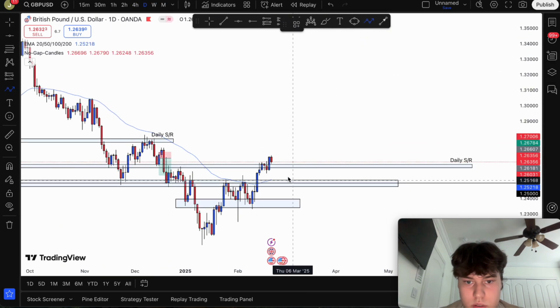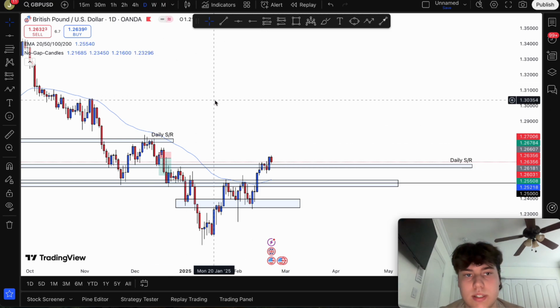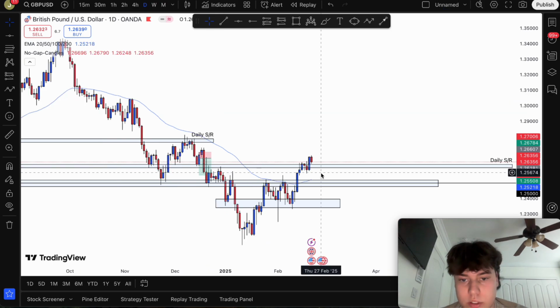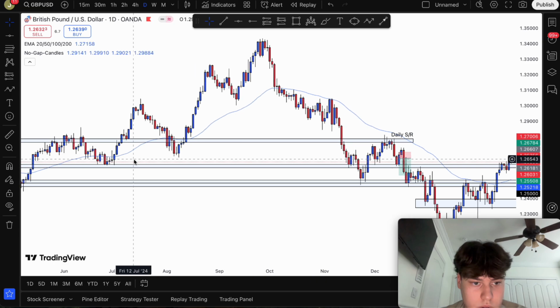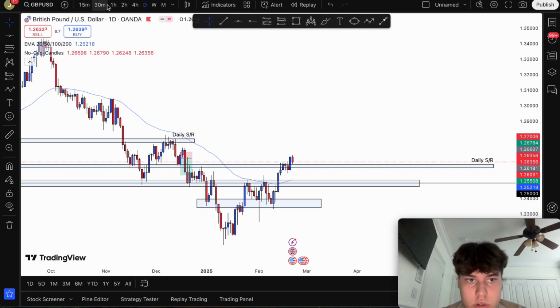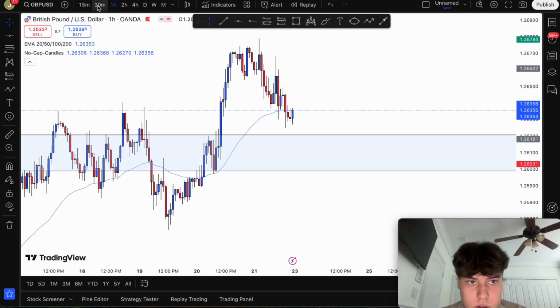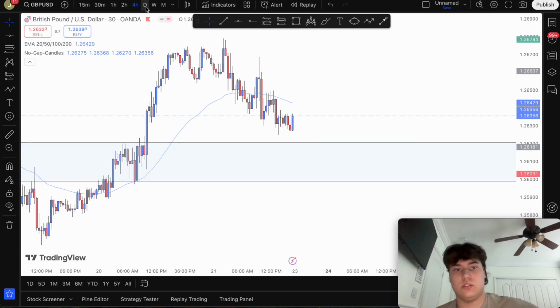I'm waiting for price to go right here to take a buy. I also want the daily and the 4-hour to stay bullish. If the 4-hour somehow shifts its structure and goes bearish, I will not be taking this trade. We also have this nice area of interest. We have resistance, resistance, resistance, support, support, resistance, support, support, and so on. So I'll be waiting for price to close in here and wait for a shift of structure on the 1-hour. Wait for a shift of structure on the 30-minute to take this trade.